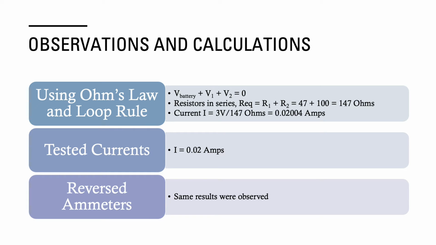Using Ohm's law and the loop rule, we sum the voltage differences in the circuit, and we had two resistors in series, which gave us the total equivalent resistance. And for the conventional current across the circuit, we have by calculation 0.02004 amps. The tested current, as we saw in the previous slide, showed 0.02, which is pretty close to the calculated one. When we reverse the ammeters, we obtain the same results for the current and the resistors in series.